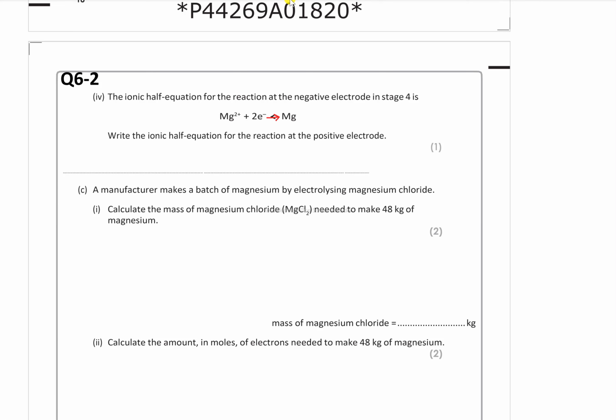Right, again, you've got this. So you've got magnesium ion, you add 2 electrons. So remember this is where it gets confusing. This +2 tells you it has 2 electrons less. It is short of 2 electrons. It's not got an extra 2, it's got 2 less. That's why we are adding 2 electrons to give the magnesium atom. So write half an equation at the positive electrode.